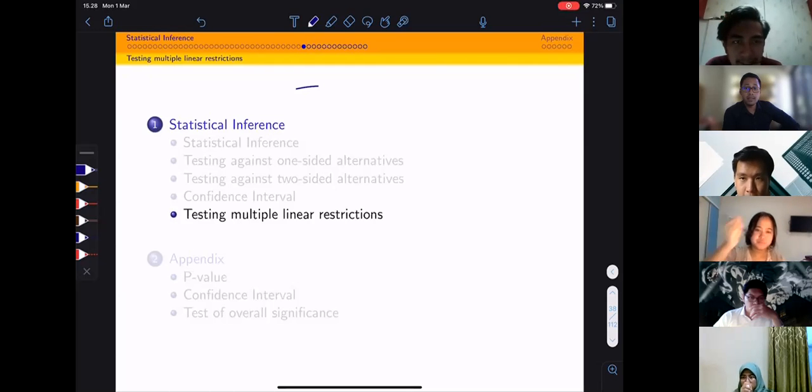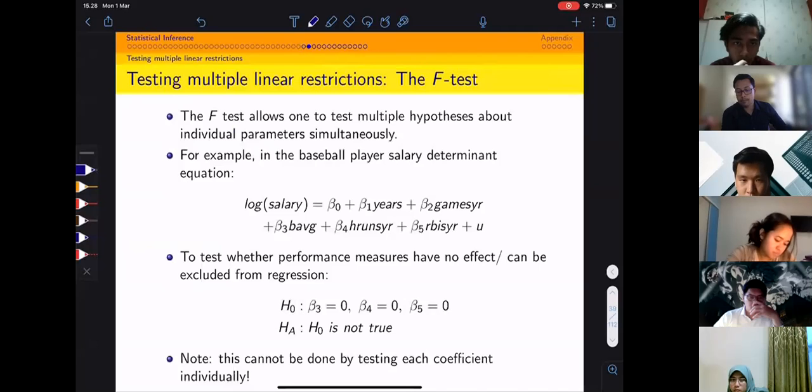In the previous discussions, we only focused on whether or not a particular variable is statistically significant. We haven't gone through situations where we ask whether a group of variables, or a set of variables, is statistically significant. So what we're going to discuss now is testing multiple linear restrictions. The F-test allows one to test multiple hypotheses about individual parameters simultaneously.